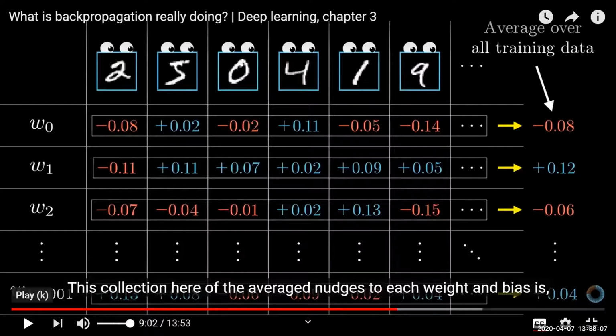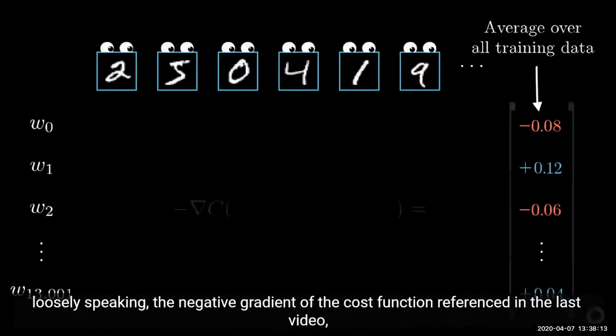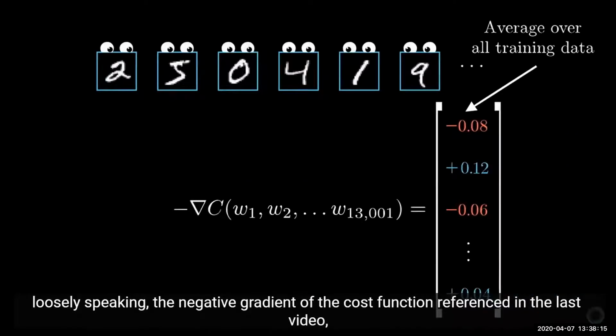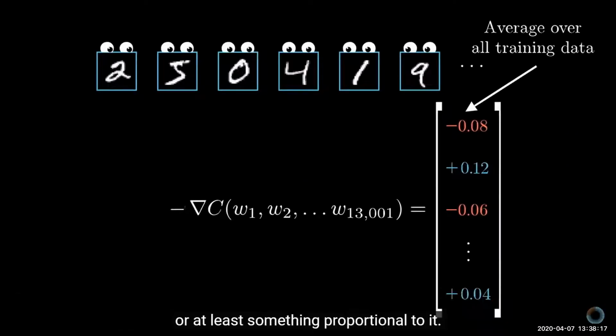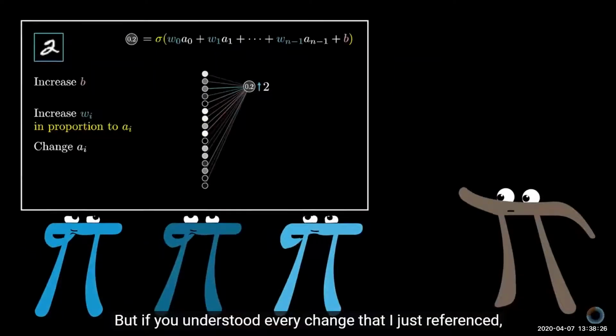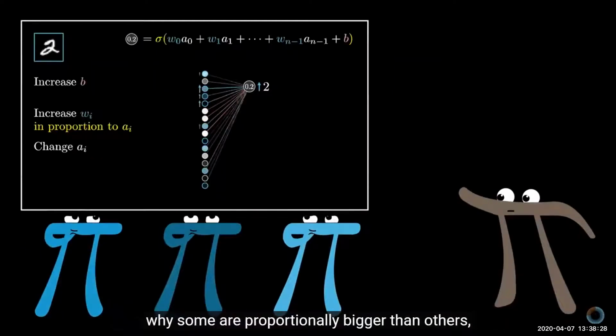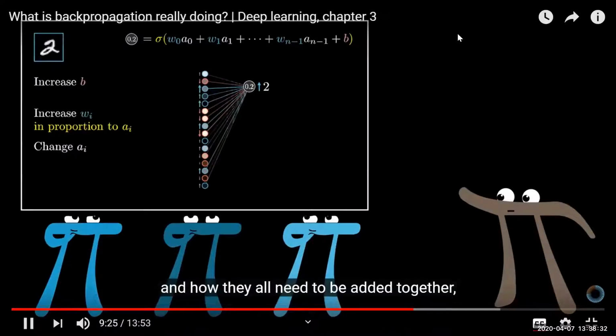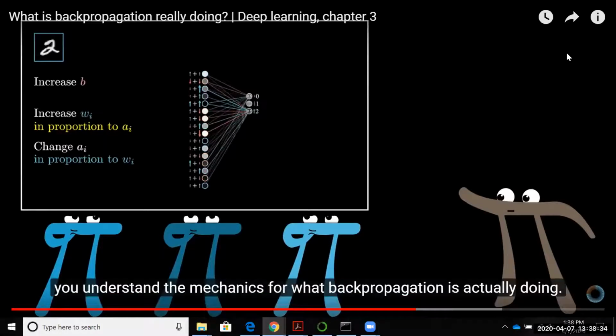This collection here of the averaged nudges to each weight and bias is, loosely speaking, the negative gradient of the cost function referenced in the last video, or at least something proportional to it. I say loosely speaking only because I have yet to get quantitatively precise about those nudges. But if you understood every change that I just referenced, why some are proportionally bigger than others, and how they all need to be added together, you understand the mechanics for what backpropagation is actually doing.